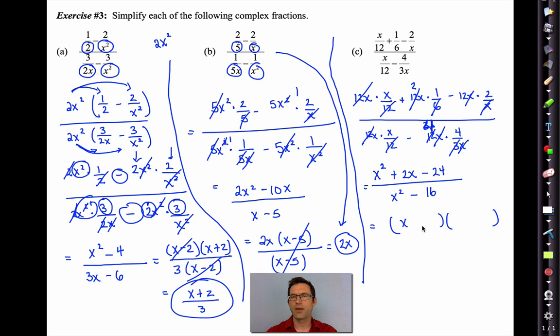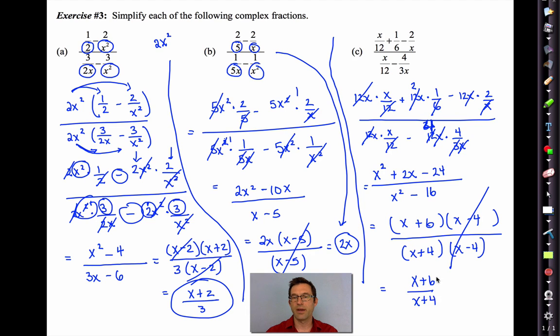What would that be? 8 and 3, 6 and 4. I think it's 6 and 4. Right, 2x, yeah. And then x plus 4, x minus 4, boom, cancels. We get x plus 6 divided by x plus 4. Wow, there they are.